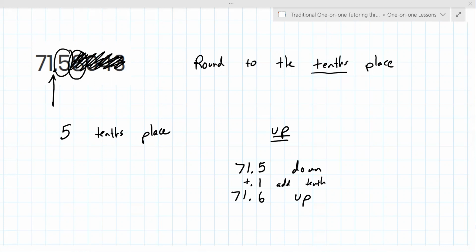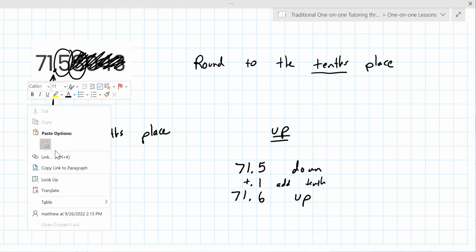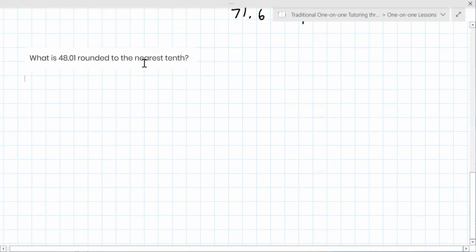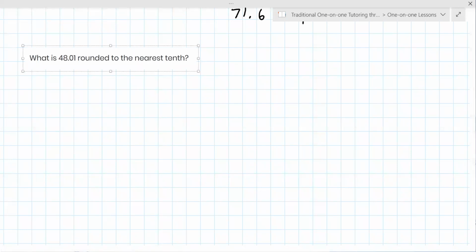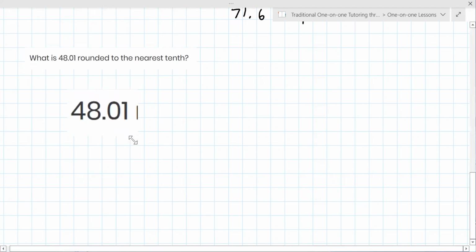Okay, so we're gonna look at the next problem here, and then I'm gonna ask you some questions about it. Let me grab it here. Okay, so it says, what is 48.01 rounded to the nearest tenth? So my question for you is which digit? Digit is the same as number, but they generally use the word digit here.